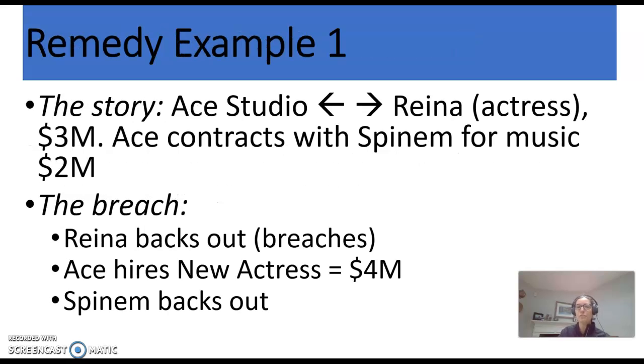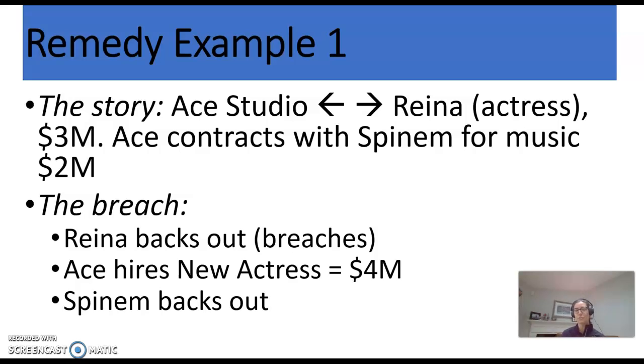So remedy example number one goes like this. This is an example taken straight from your textbook. Imagine there is a movie studio, we're going to call it Ace Studio. And they contract with an actress named Raina. She is some big important actress, the movie's going to make a lot of money, and they're going to pay her $3 million to be in the movie.